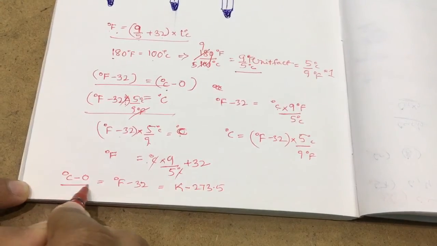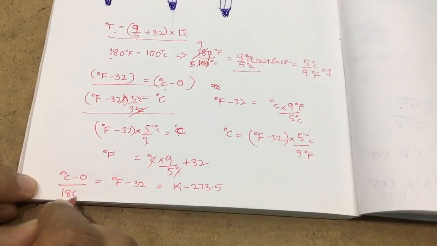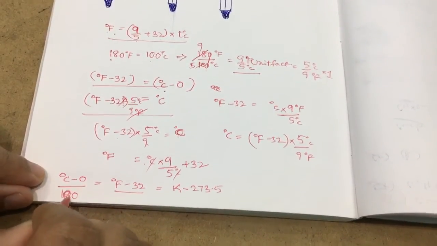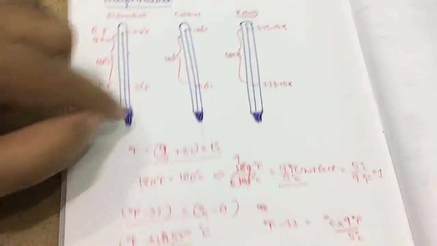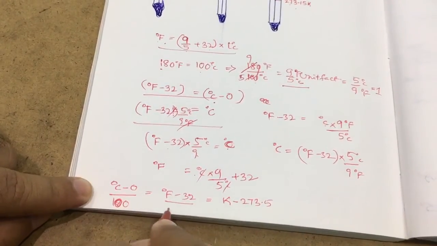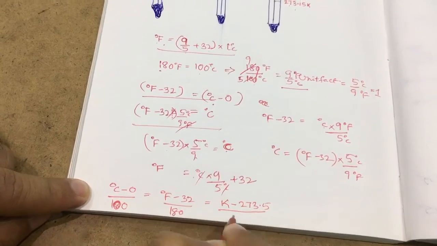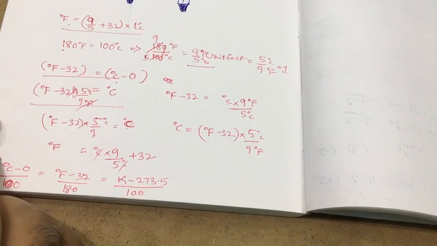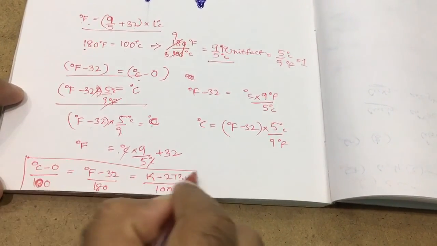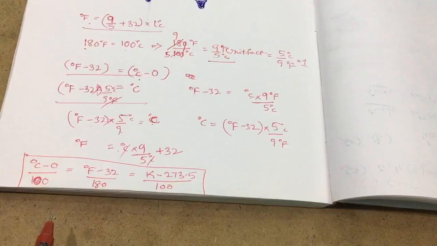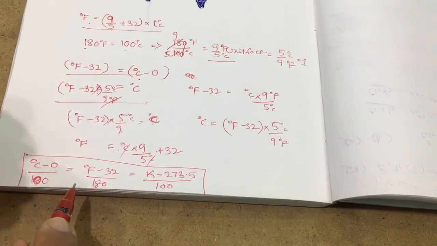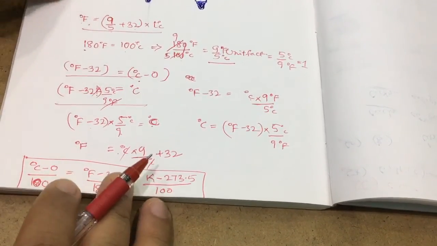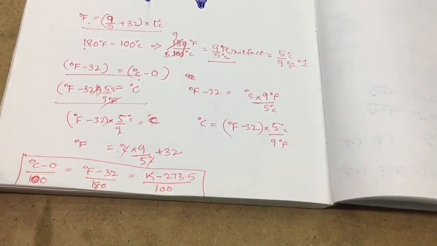Then what is the unit factor? This difference is 180, and this difference is 100, so here should be 100, and this should be 180, and this should be 100. That's why there is no need to always remember this formula. If you use this formula for conversion of any type, degree Celsius to Kelvin, Kelvin to Fahrenheit, Fahrenheit to degree Celsius, we can easily convert. If you don't know this type of explanation, then remembering is somewhat difficult.